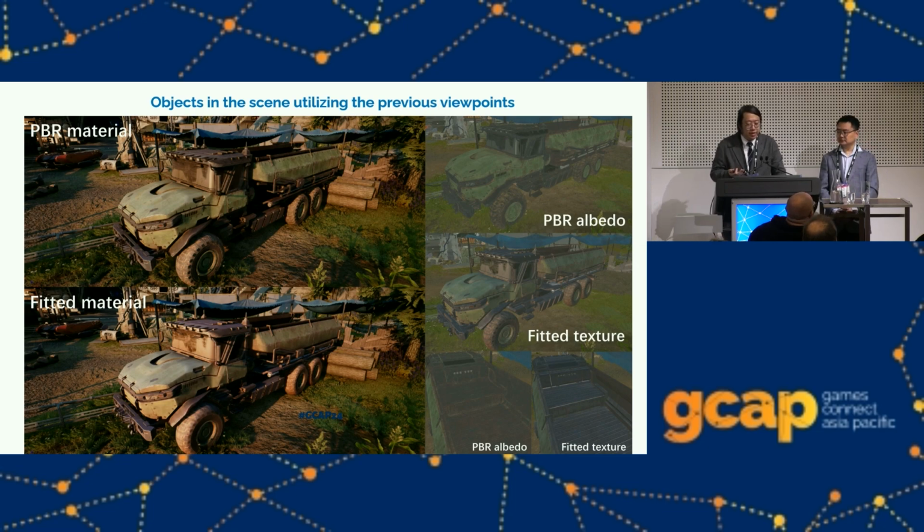As you can see, compared to the original PBR material, the fitted material retains the detail. The roughness, AO, and other information from the PBR material are reasonably integrated into the fitted texture. But by using only basic Lambert diffuse lighting, we can achieve a similar appearance.